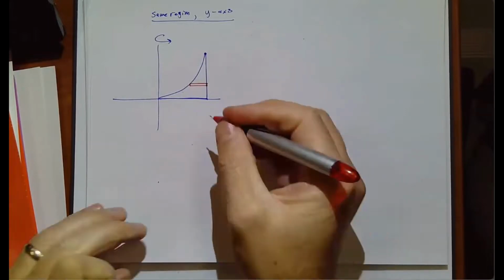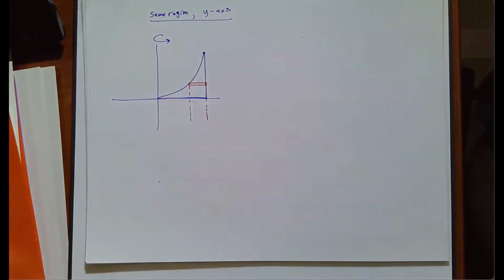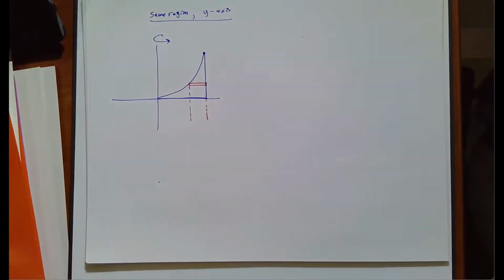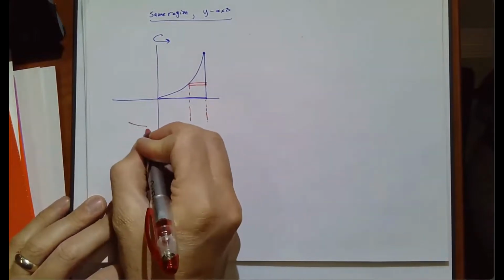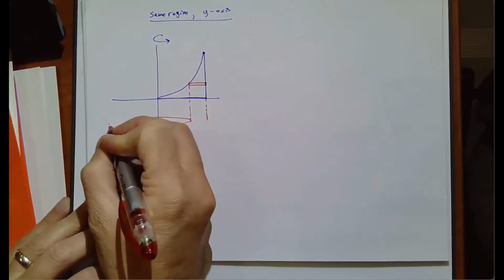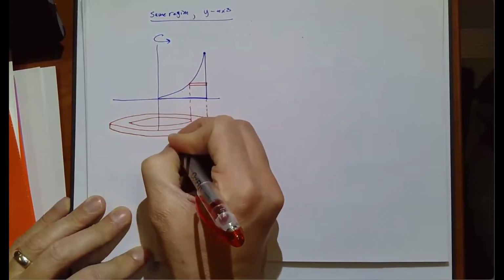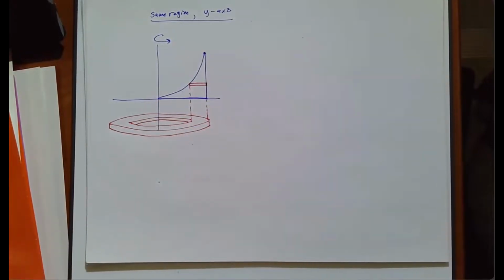Okay, so if I rotate this little region, this little rectangle, around the y-axis, I'm going to get something that kind of looks like a washer. That's why it's called the washer method. If I rotate this around, I get something that looks kind of like this. There's our washer. If you take this little rectangle and rotate it all the way around, but it's not missing all the stuff in the middle, you're going to get a shape like that.